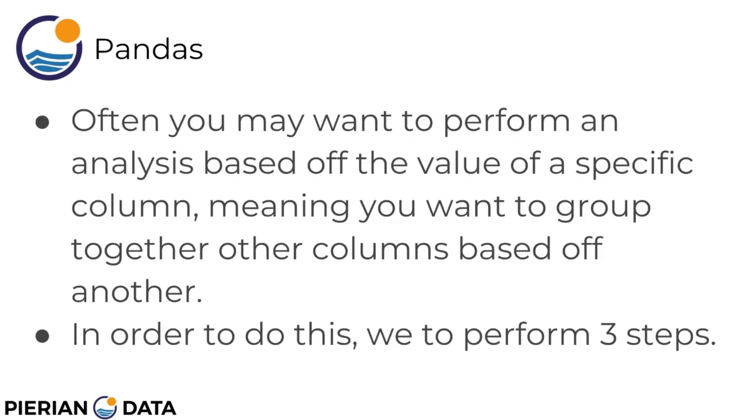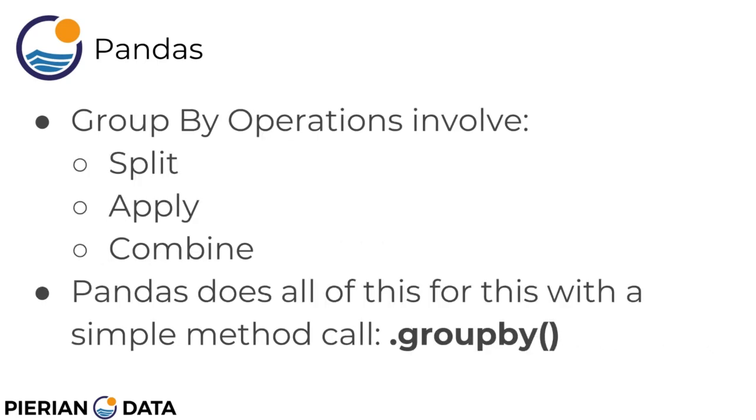Often, when working with pandas data frames, you may want to perform an analysis based off the value of a specific column, meaning you want to group together other columns based off another column. In order to do this, we have to perform three steps. We're splitting the data, or grouping it, then we're applying some sort of function to those split groups, and then we combine the data back in to get back a singular data frame.